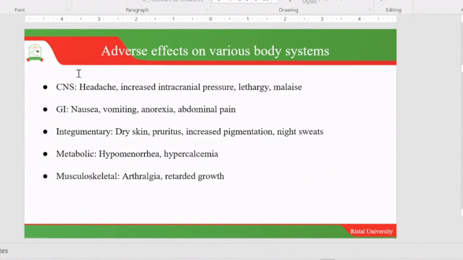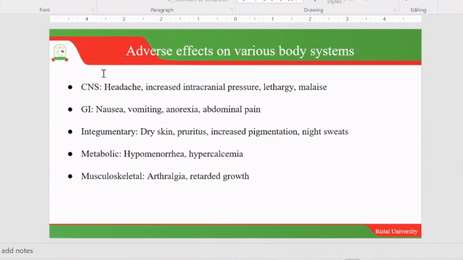abdominal pain. And for the integumentary system, we are looking at dry skin, pruritus, and also increased pigmentation. You remember I told us that vitamin A is also essential for skin health. Then for the metabolic effects, we have hypermenorrhea and hypercalcemia. Remember when we were talking about hypercalcemia, increased levels of calcium in the blood. And for the musculoskeletal system, we have arthralgia and also retarded growth, since it is important in development.